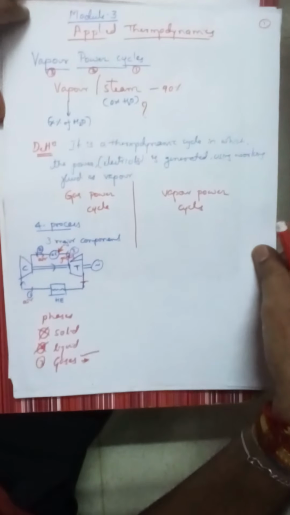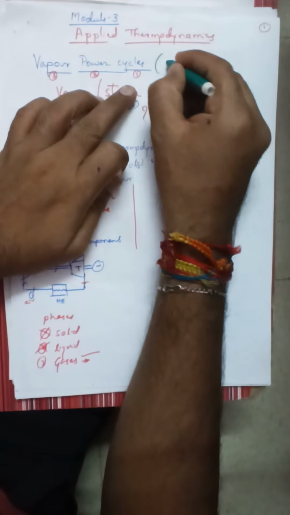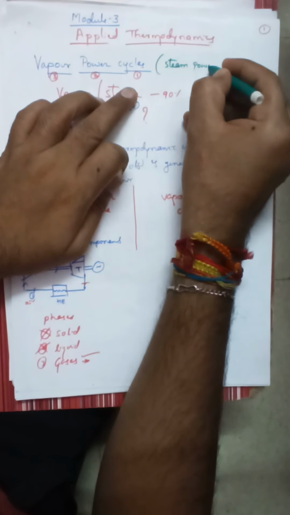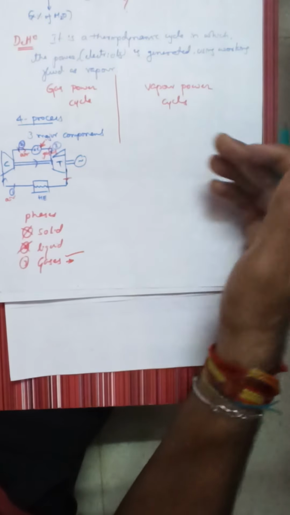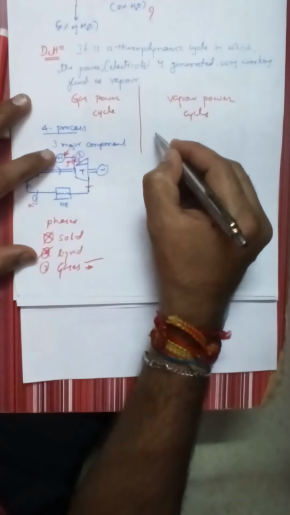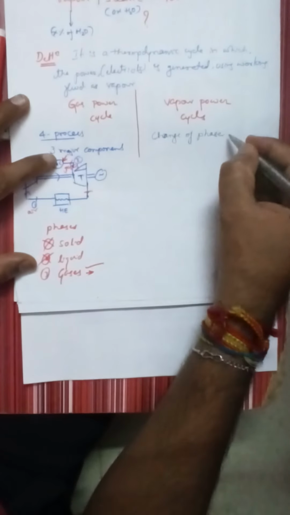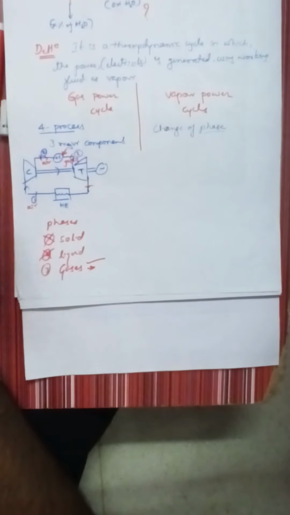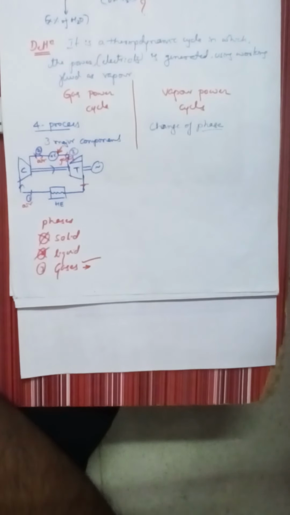And dear students, in some standard textbooks, the vapor power cycle is also written as steam power plant. It is also called steam power plant. Understood? Now I will not draw the cycle now. Later we will discuss the different components of the vapor power cycle. Now I will write one difference: here there is a change of phase. In one component it will be in liquid state, and when it comes to another component it will become gaseous phase. So this is one major difference between gas power cycles and vapor power cycles.